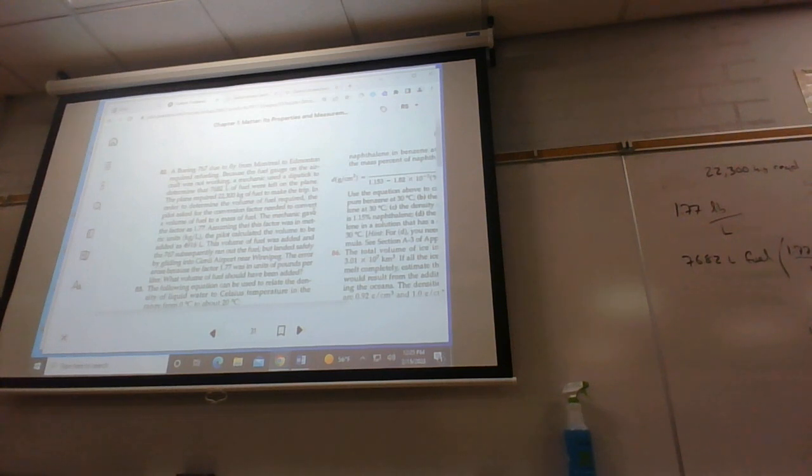I get 2.0097 times 10 to the fourth liters of fuel, which is 20,097 liters of fuel. We're allowed 3 sig figs, so this would be 20,100 liters of fuel. I would feel more comfortable rounding up than rounding down, because if we round this down, then we might run out of fuel.